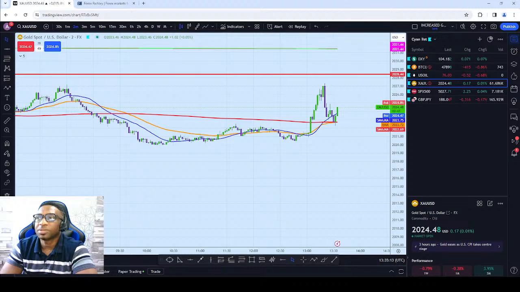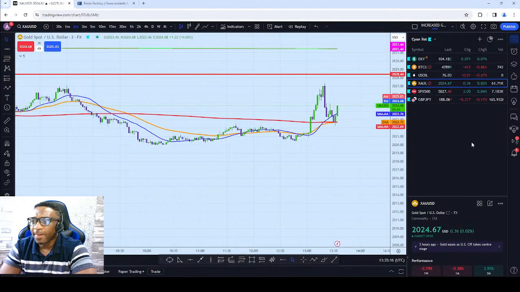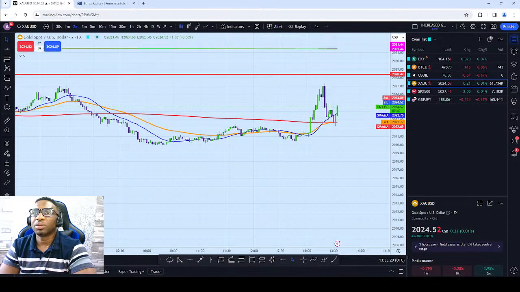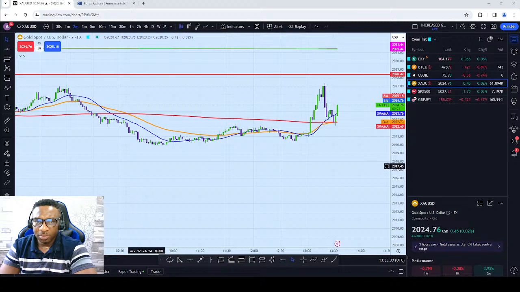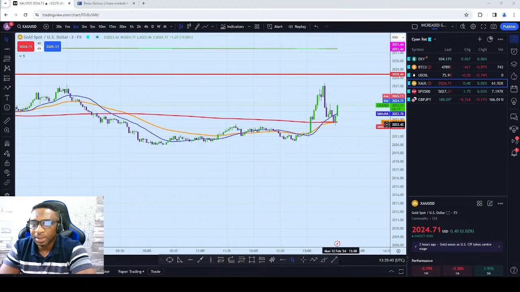I don't know why this is not showing up. Yeah, let me get gold on my other screen. Gold, 2 minutes. I don't know what's happening. I've entered a trade on the gold here, but it looks like it's not showing up here.